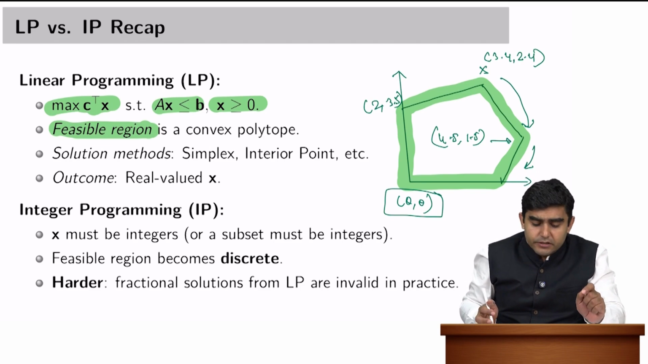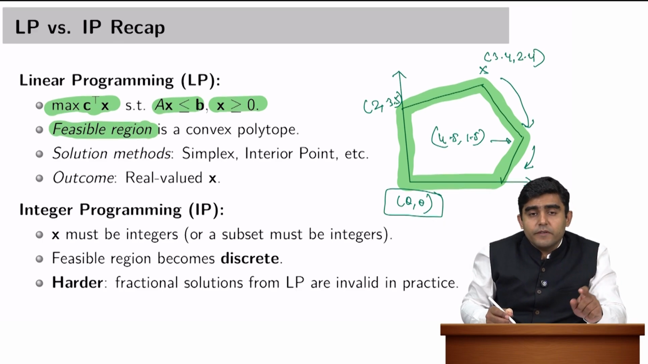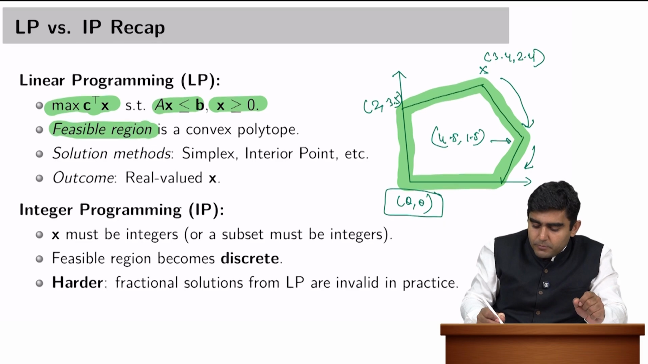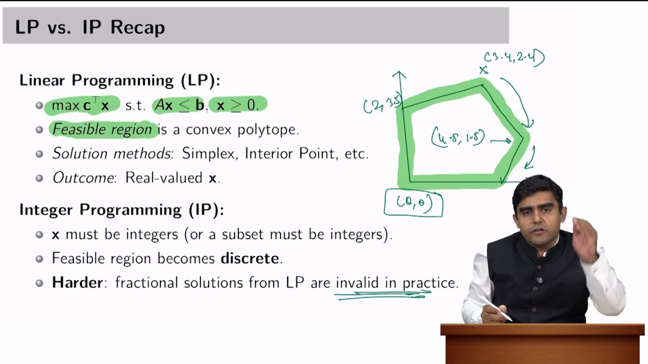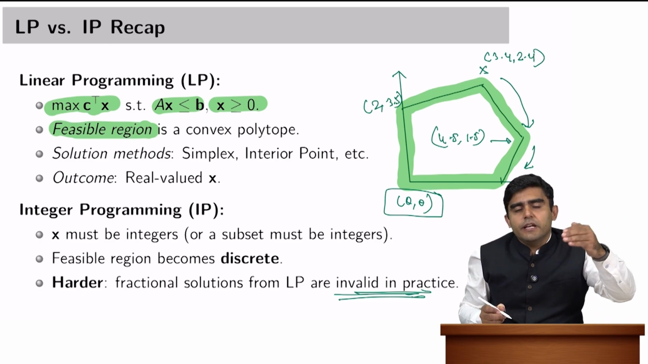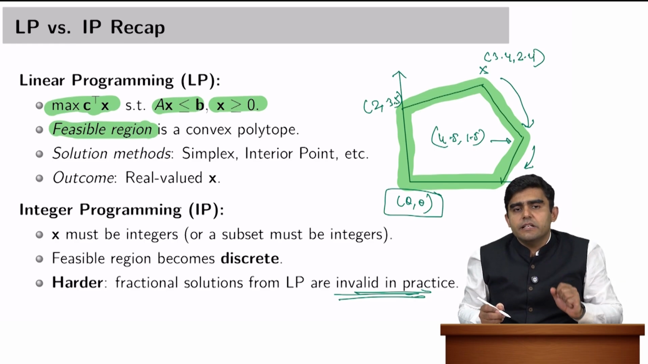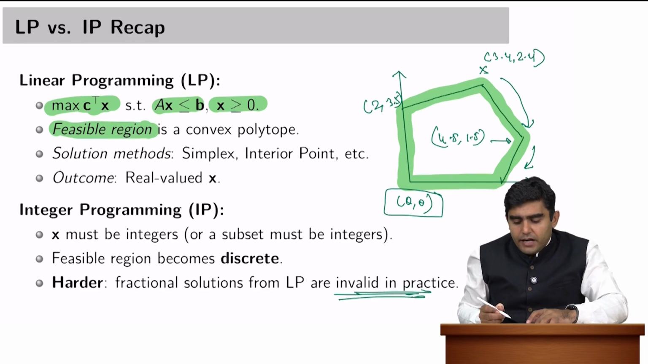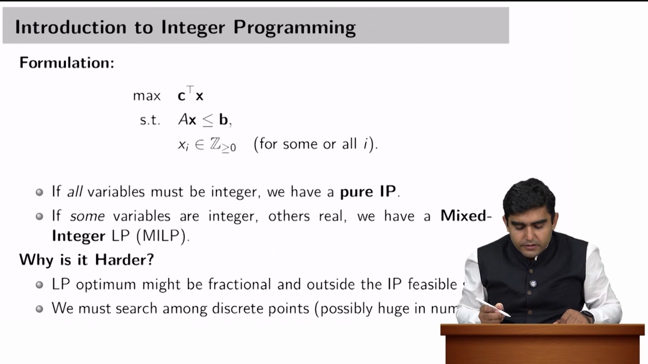And that is why integer programming problems are harder to solve in comparison to linear programming problems, because of their invalidity in practice. The linear programming solution that we get may be invalid in practice. To convert that invalidity into something practical is the biggest challenge associated with integer programming, and we will learn a trick to do that in this particular lecture.